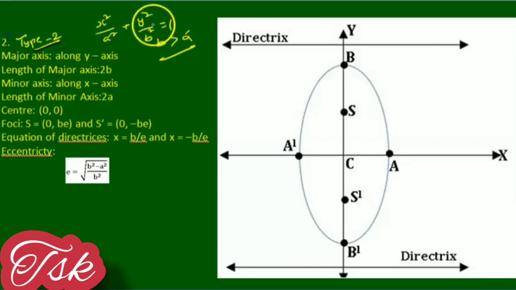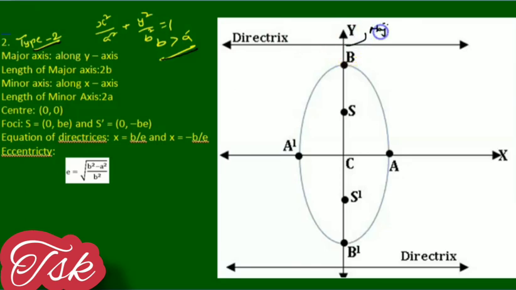Type 2: x square by a square plus y square by b square equal to 1, where b is greater than a. Since b is greater than a, if you rotate the type 1 diagram perpendicularly into the y-axis, then b becomes a and a becomes b.